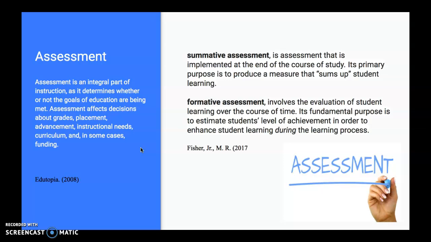An assessment can be summative, which is something that sums up. It's the end assessment, something that shows growth over a period of time. Formative assessment involves the evaluation of student learning over the course of time. Its fundamental purpose is to estimate students' level of achievement in order to achieve student learning during the learning process. The typical type of formative assessment is a pretest with a post-test at the end, which would be summative.